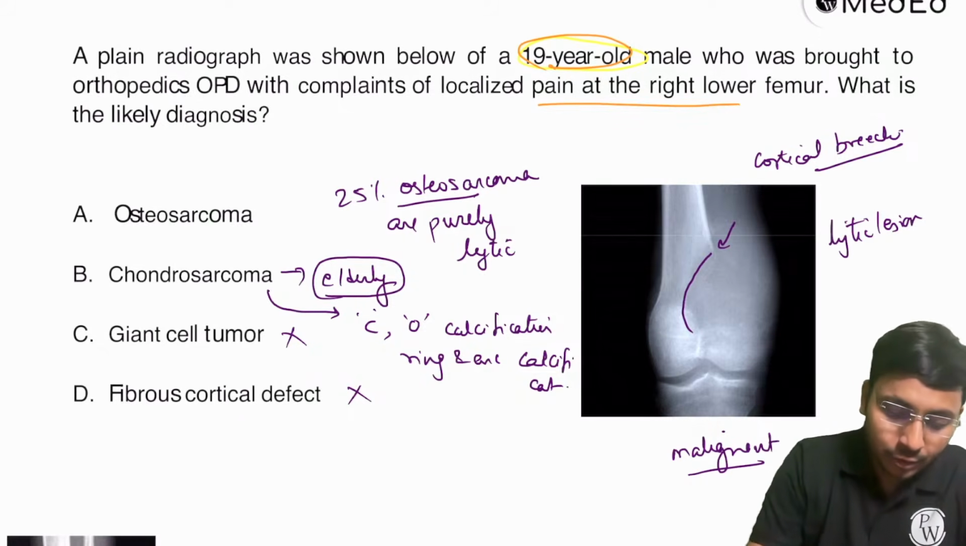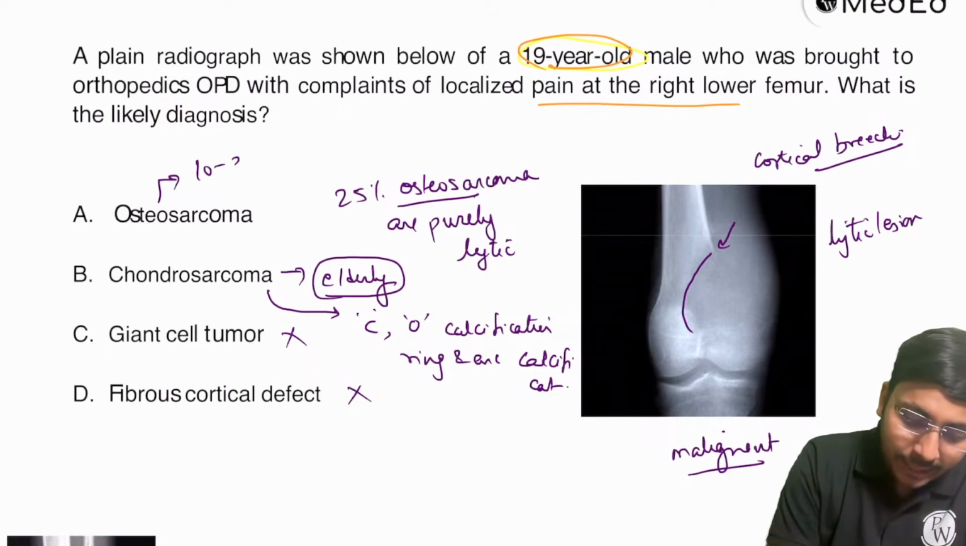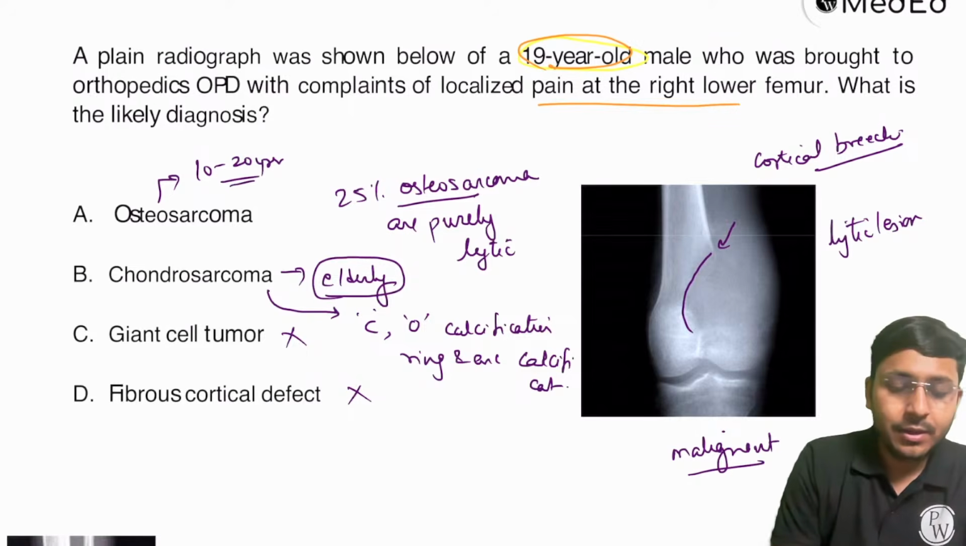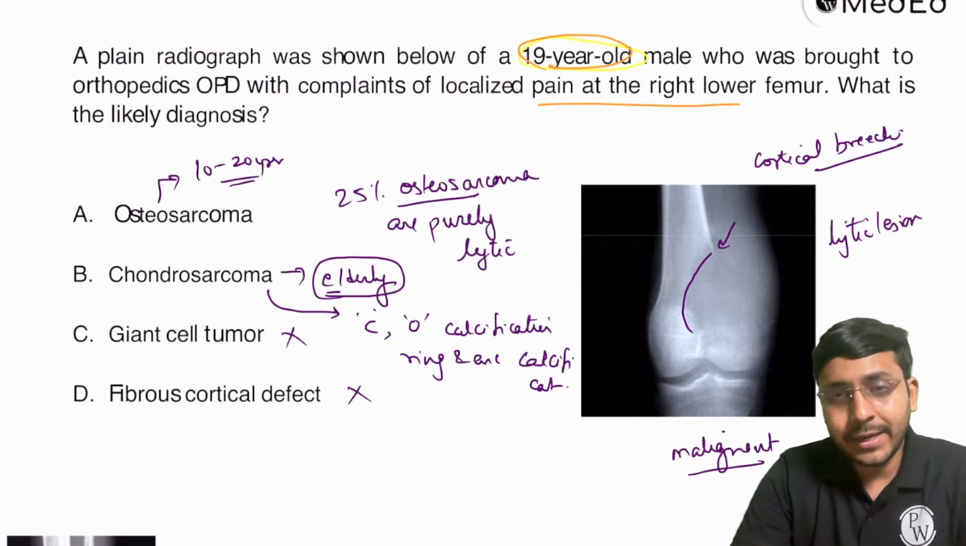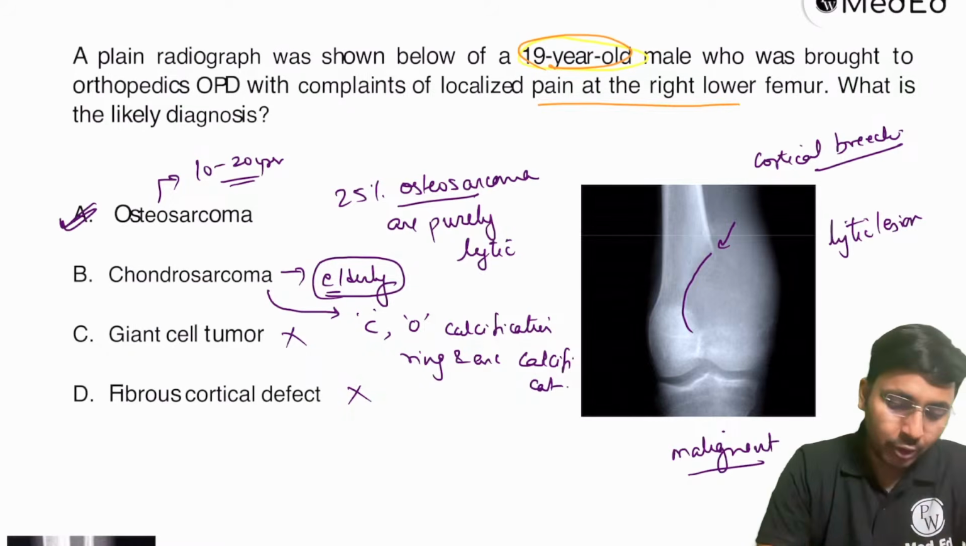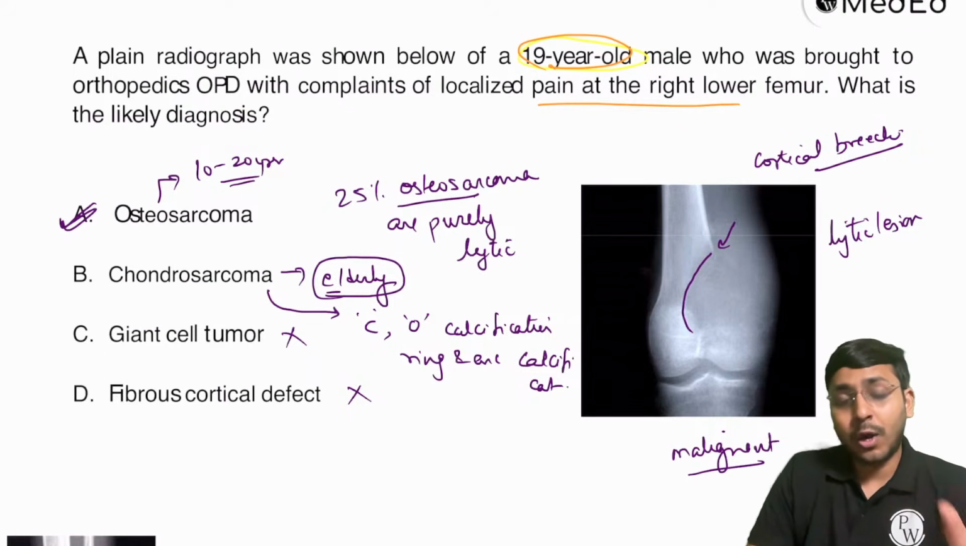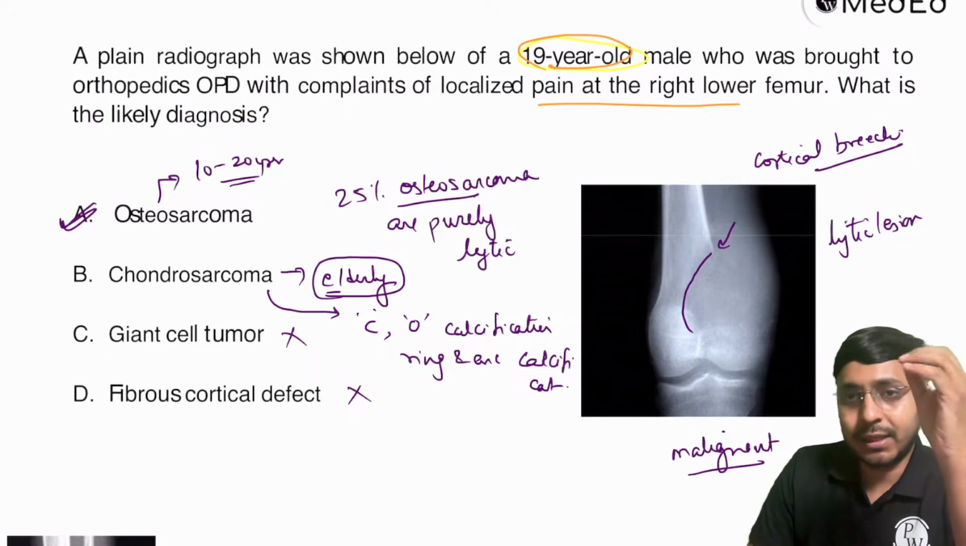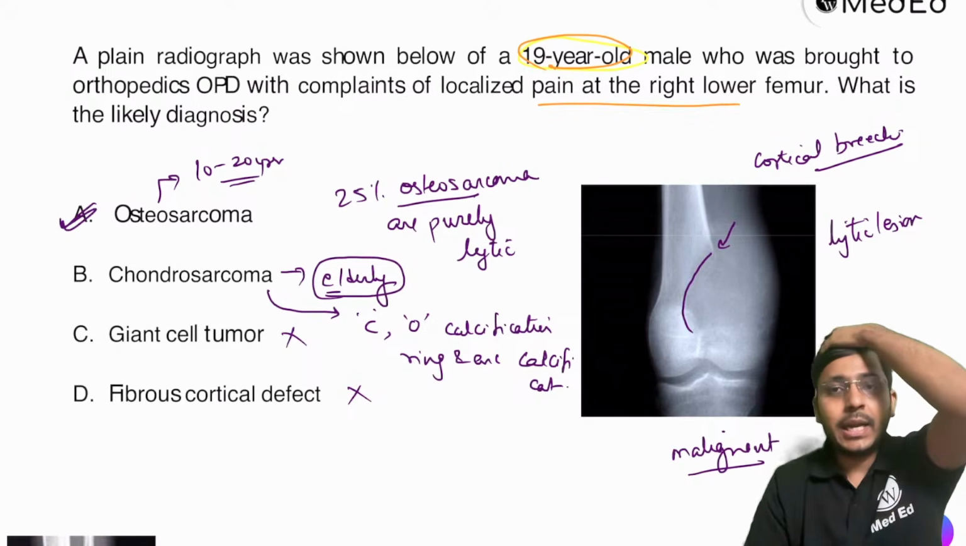you have to rule out options. So osteosarcoma happens in the 10 to 20 years age group. Chondrosarcoma happens in the elderly. Chondrosarcoma is not the answer. The answer is osteosarcoma, right? So you have to rule out options. The answer will come only by ruling out options. However much you study, the answer will come only by ruling out.